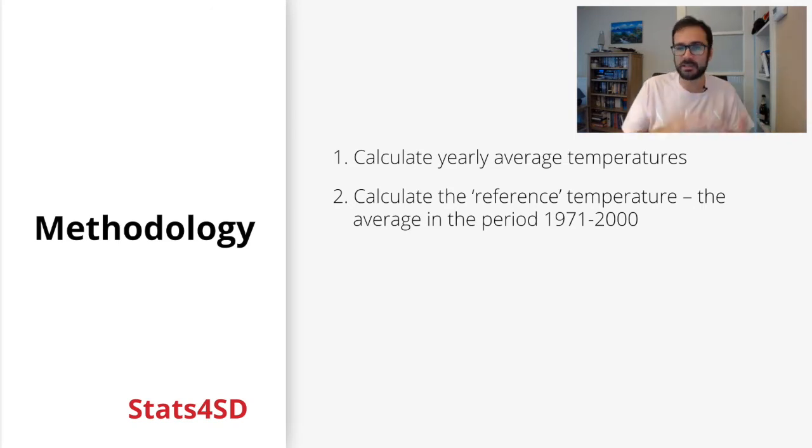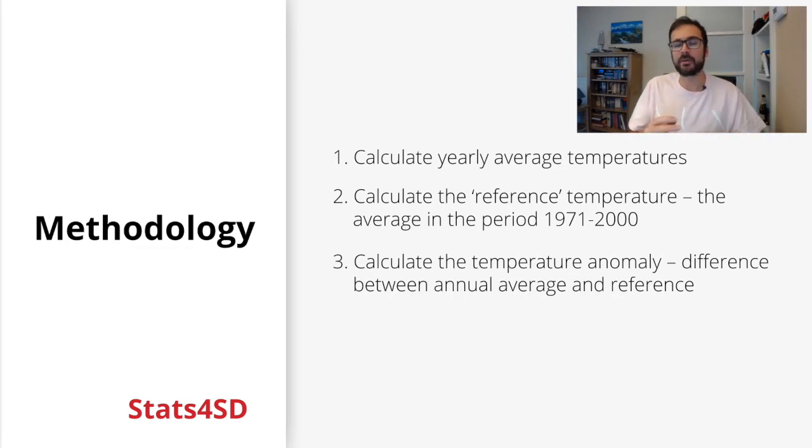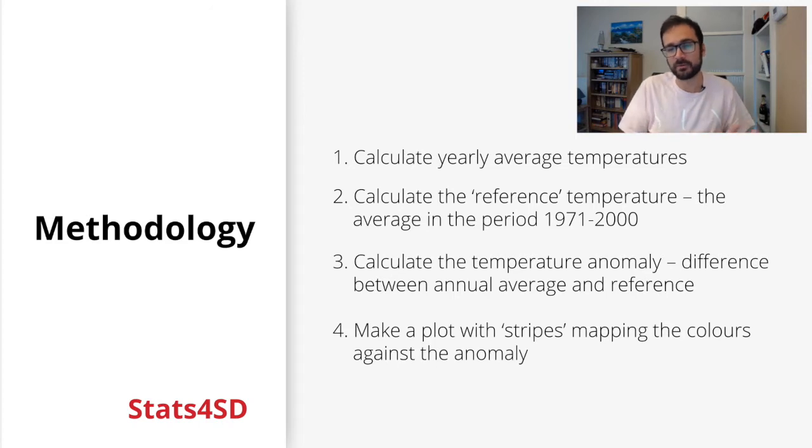And then for every year, we want to calculate what we call the anomaly, so the difference between the yearly average and the average over the reference period. And then finally, we want to make the plot where we've got our different stripes and we're going to map different colors onto different values for our anomaly.